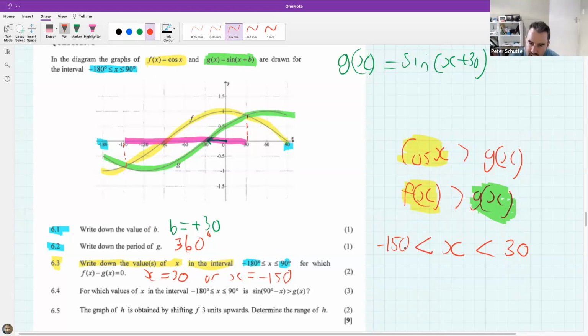And I can't have includes because where the points are equal, I'm not, this says over here, where is it? It's strictly greater than or less than. So I can't include the endpoints. So it's just going to be the purple bit that goes from there to there.